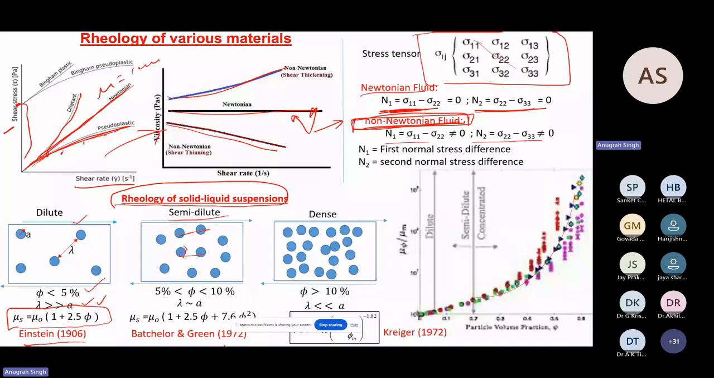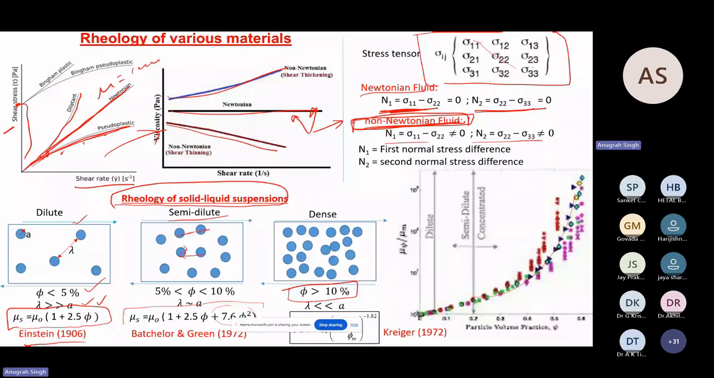So using a semi-analytical approach, Batchelor and Green also gave the formula for semi-dilute suspensions, where you can see the extra term, proportional to phi squared, that they have added. But beyond that, a three-particle solution is not available. So there is no analytical or semi-analytical formula to predict the viscosity of a dense suspension, where the particle volume fraction is greater than 10% and the interparticle distance is less than the particle radius.